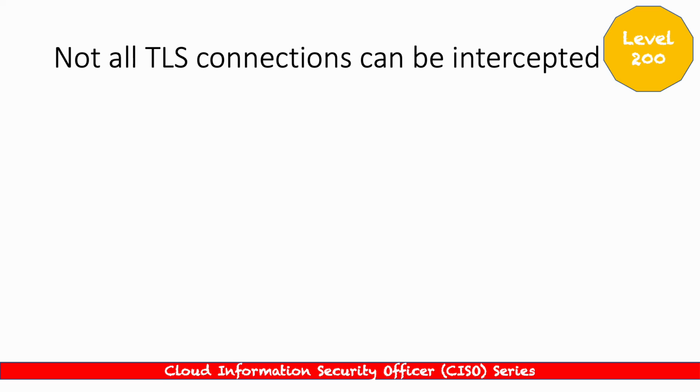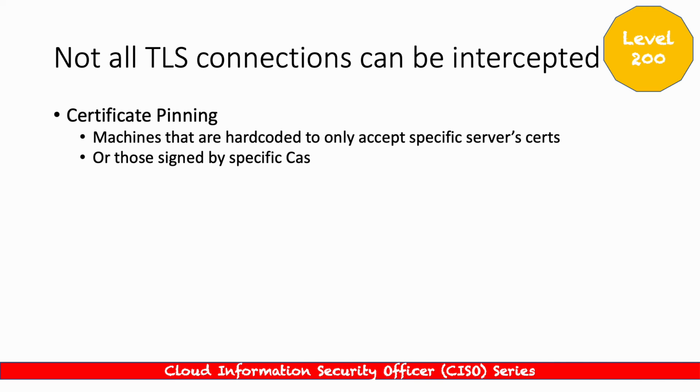So remember I said to you at the beginning of this TLS conversation, there are two approaches: situations where you want to inspect the TLS traffic, situations where you don't want to inspect the TLS traffic, and the final bucket is situations where you just can't inspect the TLS traffic. An example here is certificate pinning.